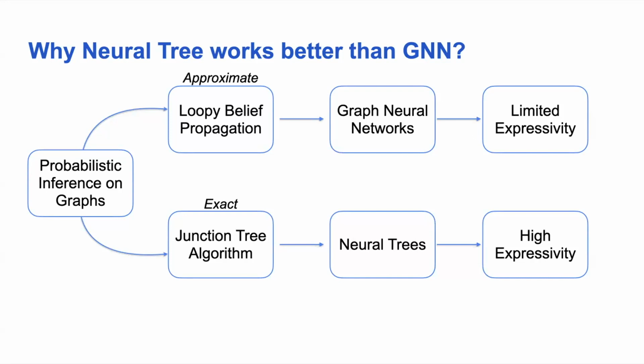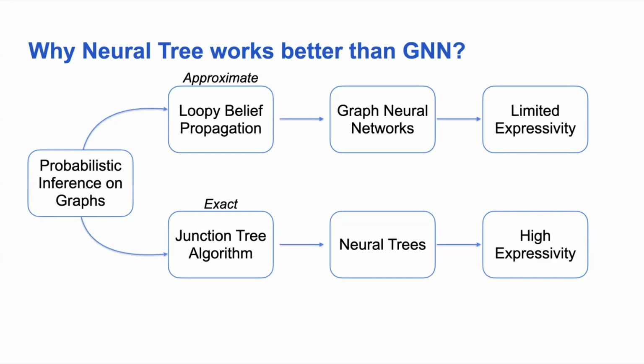And graph neural networks are known to have limited expressivity because, in my view, they are neural versions of loopy belief propagation. And what we do is a neural version of a junction tree algorithm, and that gives you the high expressivity that we saw in the table before.